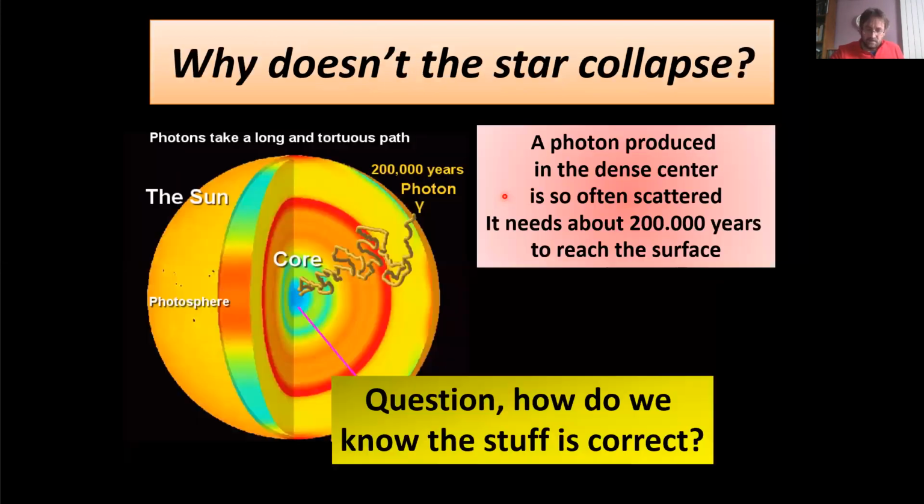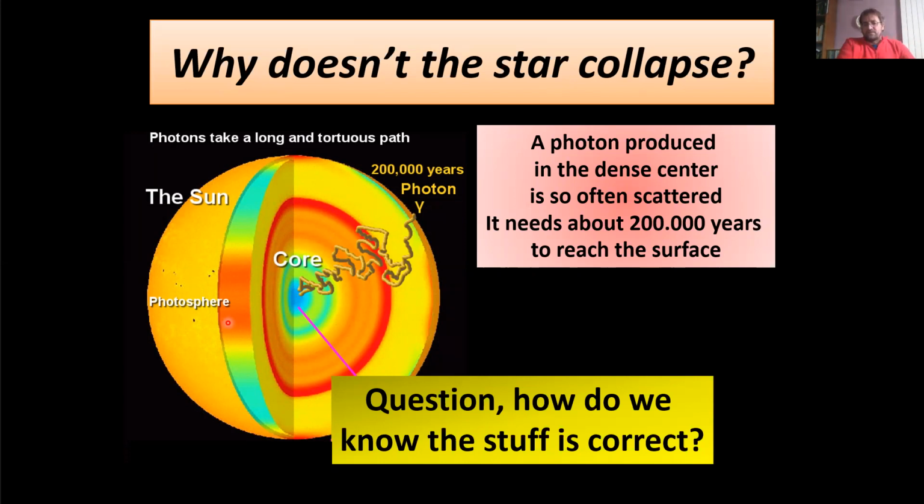So why doesn't the star collapse? Well, we have now this light pressure that is working against the outside. And obviously the light wants to travel randomly around because it's constantly scattered, but in the long term it will travel from the inside to the outside, from the source to where it's then emitted.